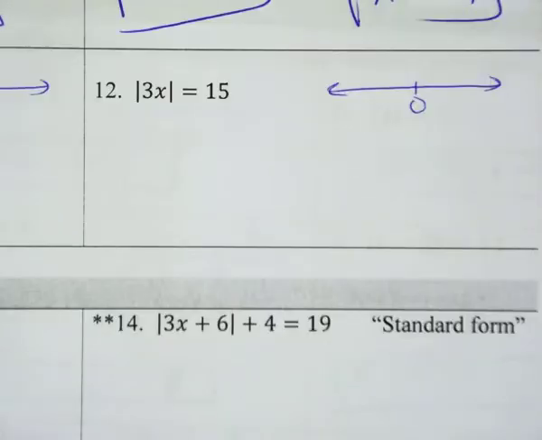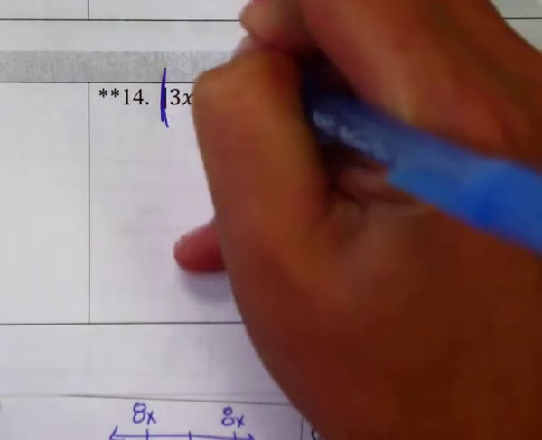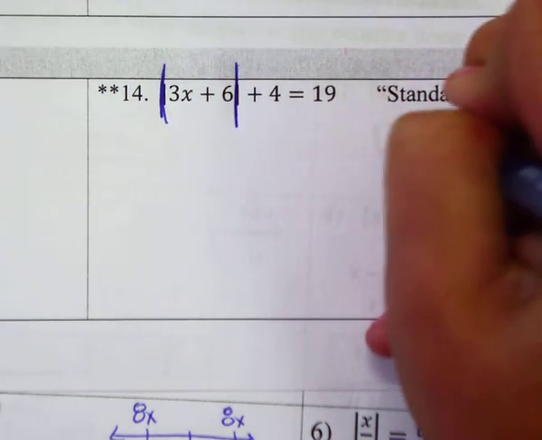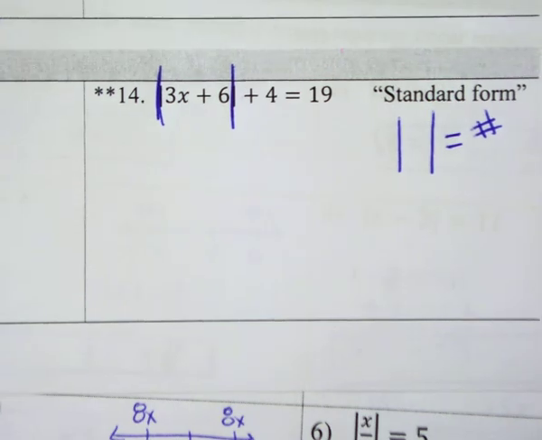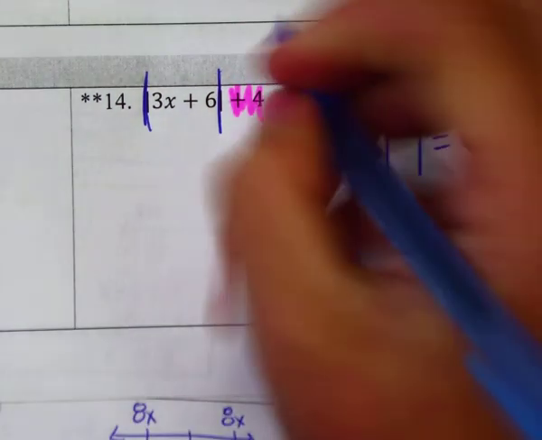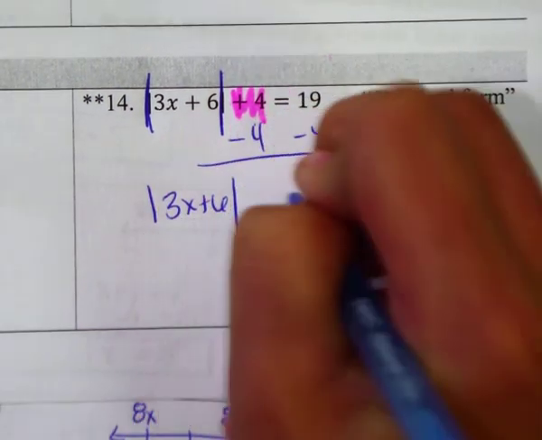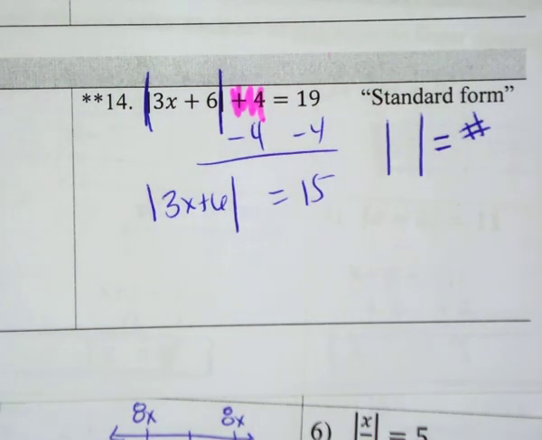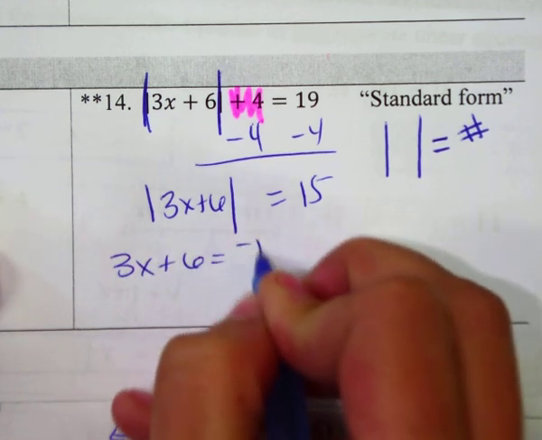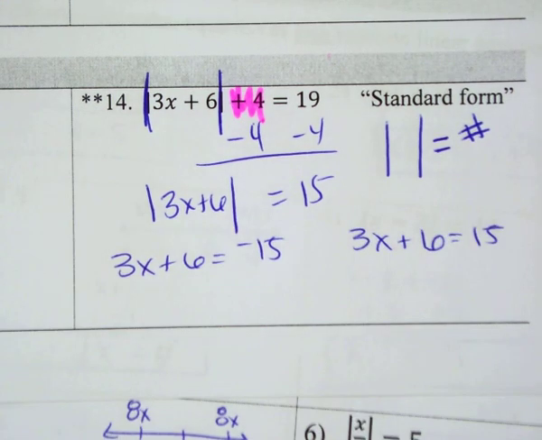The last thing I want to talk about before you close up shop is the standard form of an absolute value bar. So if we have an equation that has absolute value, we have to have absolute value equals a number, and that's it. So in order to do that, we first have to move this constant to the other side. Step 1, subtract 4. Now that we have this, we can split it up into two equations. 3x plus 6 equals negative 15, and 3x plus 6 equals positive 15. And then you would solve.